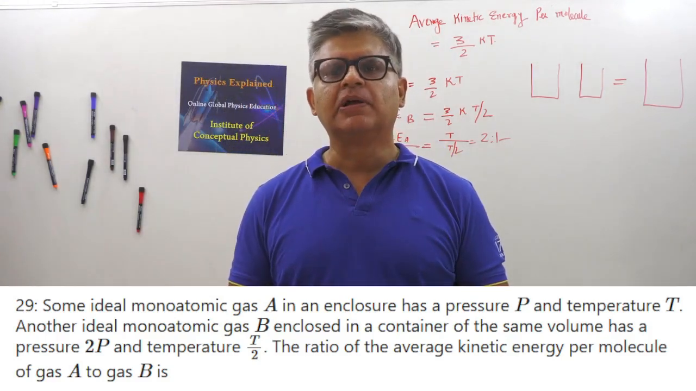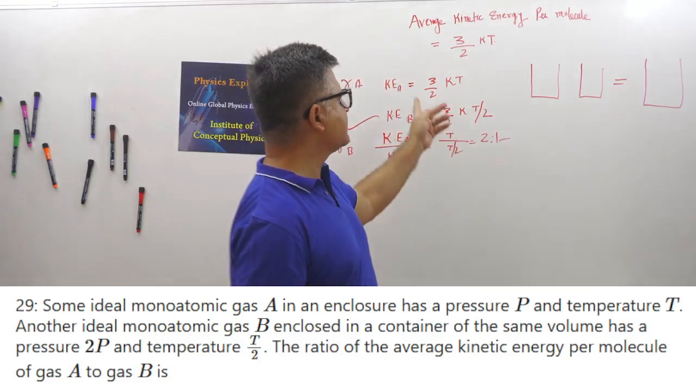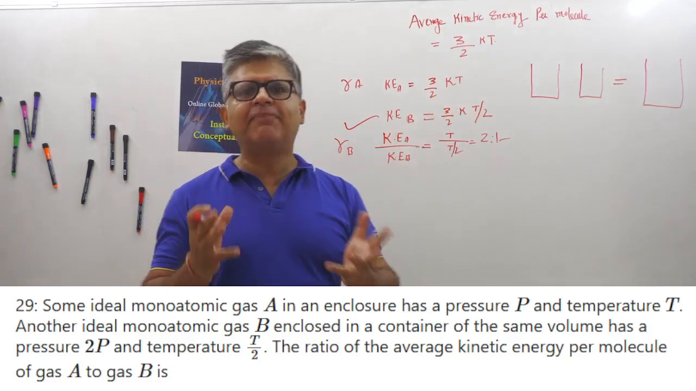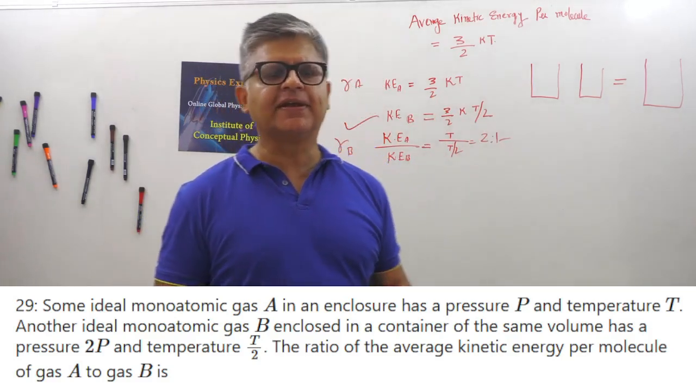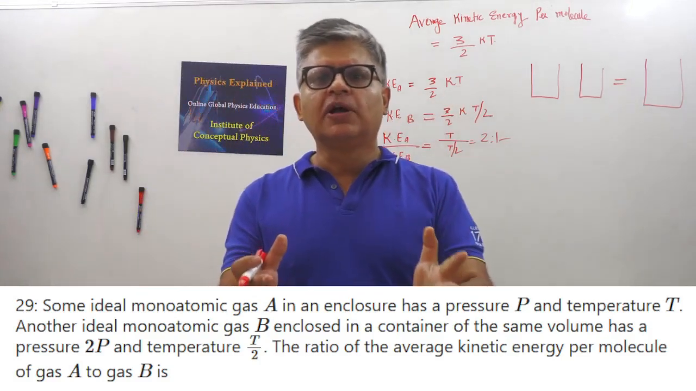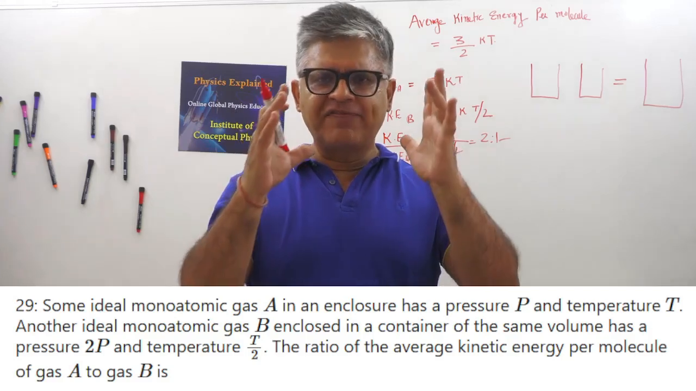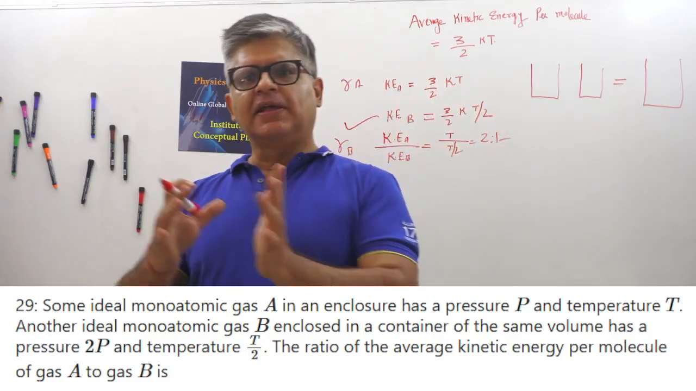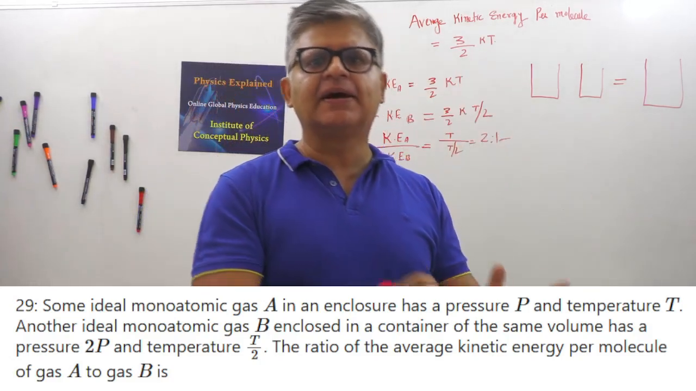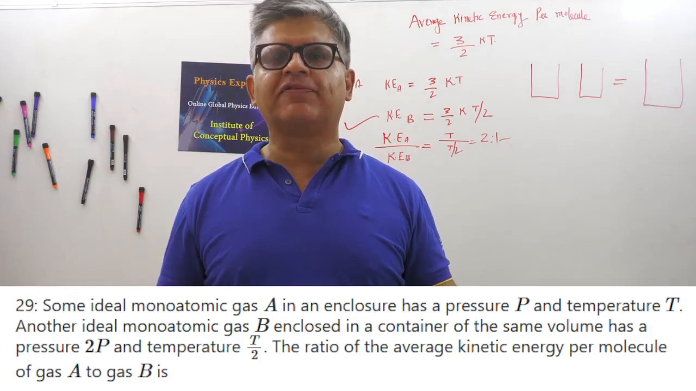The reason is very simple. The average kinetic energy per molecule has no place for gamma in its expression. Where is the adiabatic index written here? No adiabatic index is given. Why will you use gamma? Don't get confused. If it is a monoatomic gas and the other is a diatomic gas, one is at a temperature T, the other is at temperature T by 2, it makes no difference to your life.